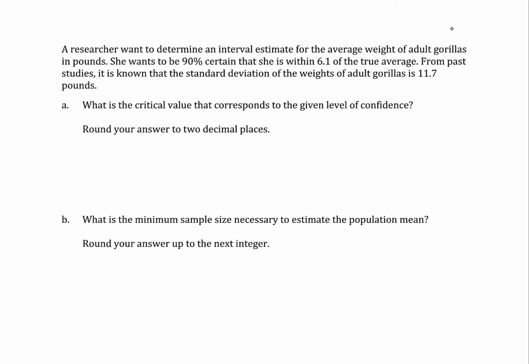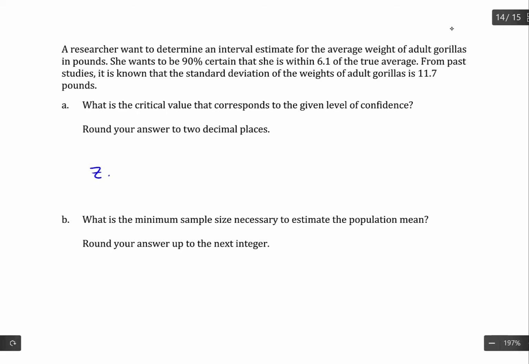A researcher wants to determine an interval estimate for the average weight of adult gorillas in pounds. She wants to be 90% certain that she's within 6.1 of the true average. From past studies, it's known that the standard deviation of the weights of adult gorillas is 11.7 pounds. What is the critical value that corresponds to the given level of confidence?